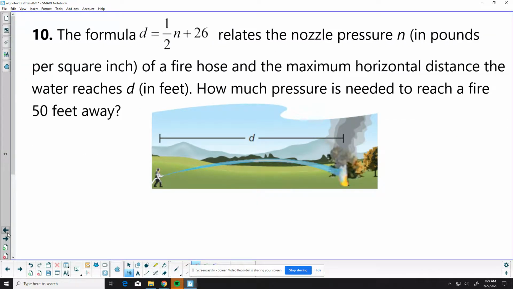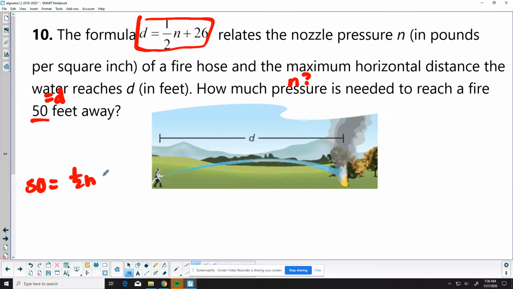Okay, let's take a look at this one. I've got this formula here that relates the nozzle pressure N in pounds per square inch of a fire hose to the maximum horizontal distance D in feet that the water reaches. So distance is D, and N is nozzle pressure. How much pressure, so we don't know the N, is needed to reach a fire 50 feet away? So this is D, distance. I'm going to put my 50 here, and I'm just going to work it out.